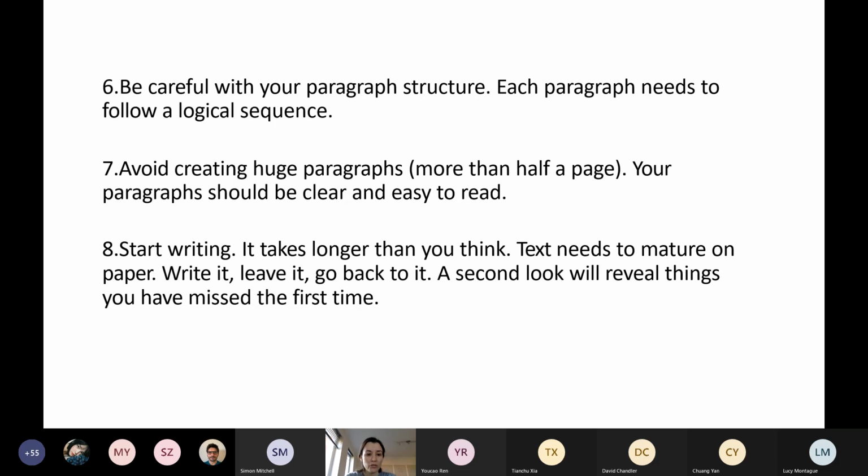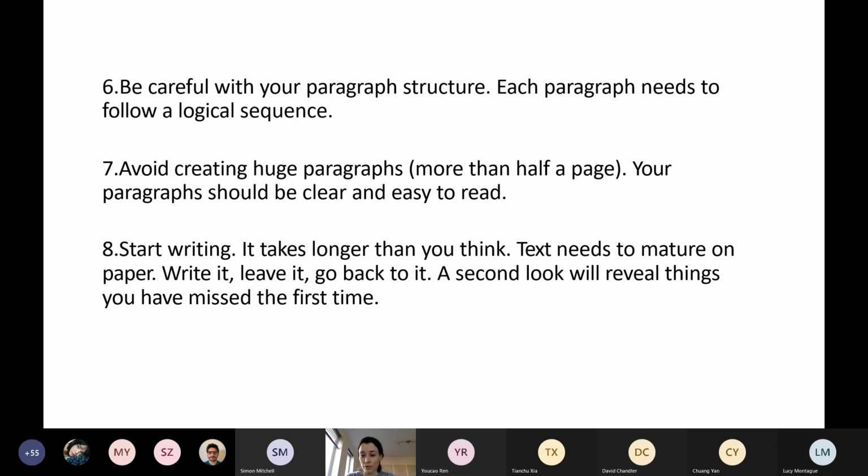Be careful with your paragraph structure. We've already said that. Try to follow the what, the how, and the why across your dissertation. I would suggest avoiding creating huge paragraphs. They should be clear and easy to read, and start writing.